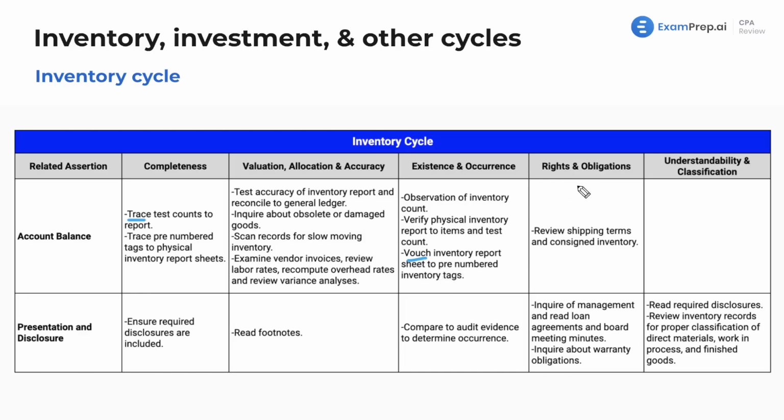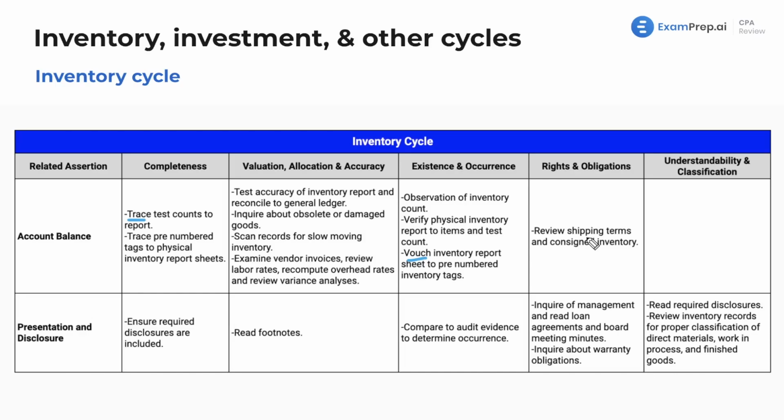Next, for rights and obligations, you just want to make sure that, think of the consigned goods concept, think about FOB shipping point, FOB destination, all of those. You want to make sure that any inventory that should be included is included. You have the rights to it. You have the legal title to it. If it's FOB destination, title doesn't transfer until it's at its destination.